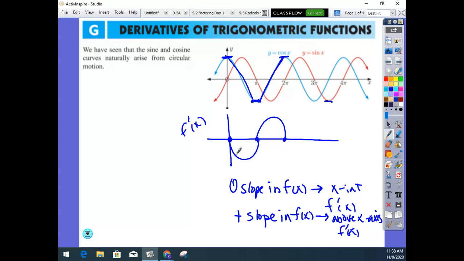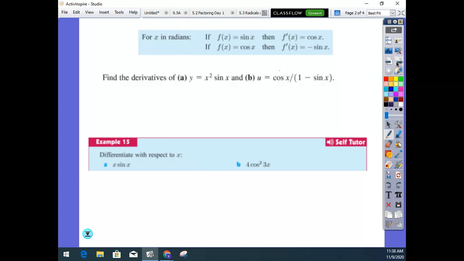See how this is just flipped from the sine curve? The derivative of cosine is negative sine. So, if f of x is sine, the derivative is cosine. If f of x is cosine, the derivative is negative sine.